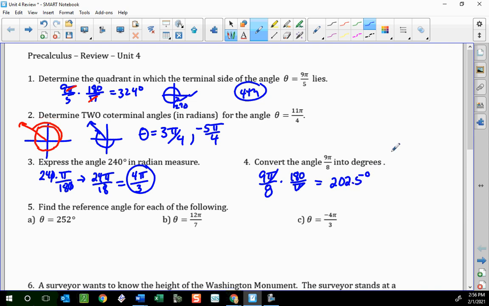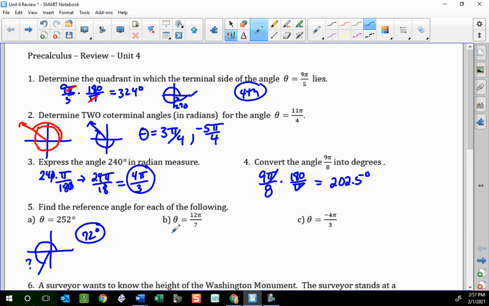Alright, number 5. Find the reference angles for these things. So 252. My reference angle is the angle that goes back to the x-axis. So 252 would be right here before 270. So I need to know how far past 180 this is. So let me just do 252 minus 180. And I get 72 degrees. So this angle right there was 72 degrees. That was the reference angle for that.